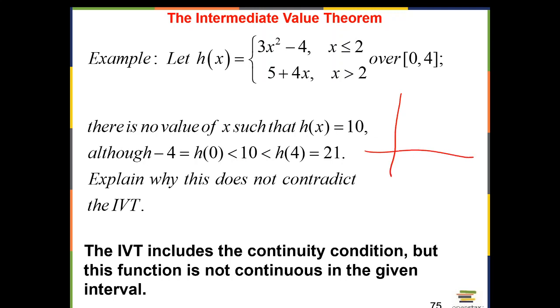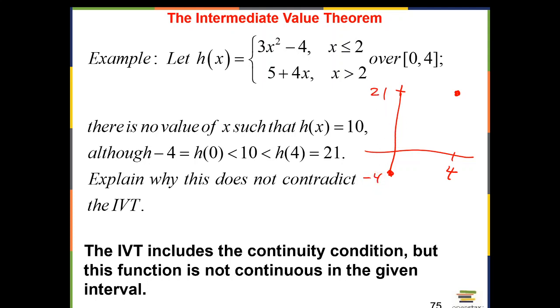So we've got 0 to 4 right here, and at 0, because 0 is less than 2, we have to use that piece. So 3 times 0 is 0, minus 4 is minus 4. So at 0, the function is right here, right? And at 4, it is 5 plus 4 times 4, 16, which is 21. So it's over here somewhere, right? So that means from -4 to 21. That's f of a and that's f of b.